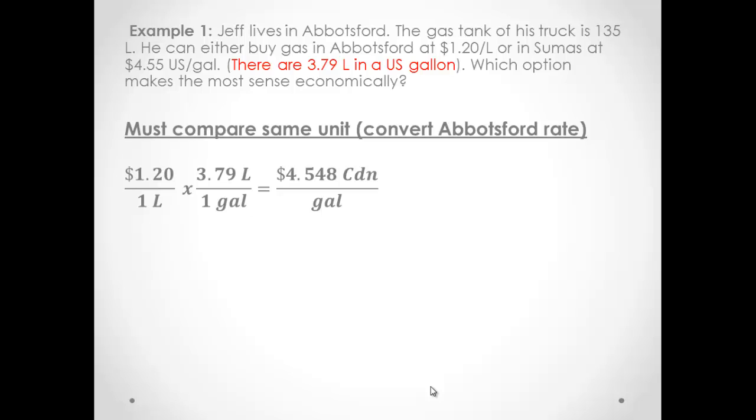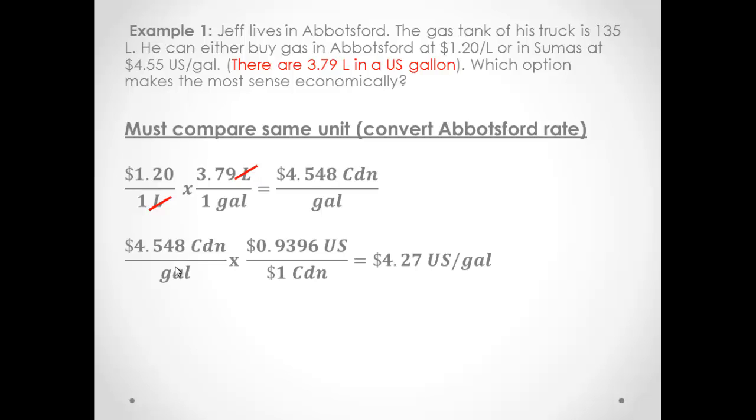So here we go. We know that we are charged $1.20 per liter. First thing we do is we want to change this to gallons. So as we see, we have 3.79 liters on the top, we have 1 gallon on the bottom, and we see that our liters cancel out, and the unit that is left is dollars per gallon. But we still have this in Canadian dollars. So we've got to change it to American dollars.